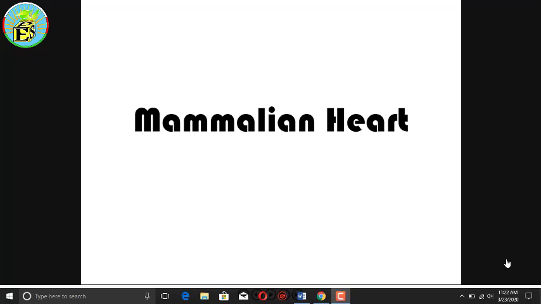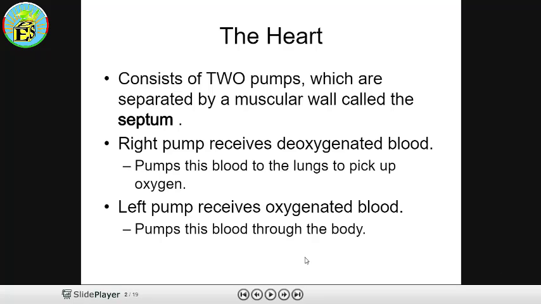This lecture is for grade 9 biology. Today we are going to discuss the topic mammalian heart. We will discuss in detail the structure and function, how it functions. So first of all, we can go with the minor details of the heart.